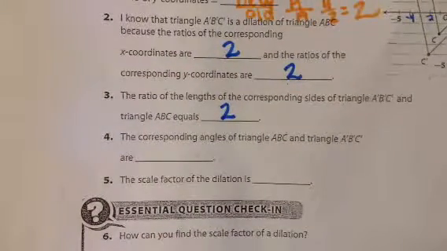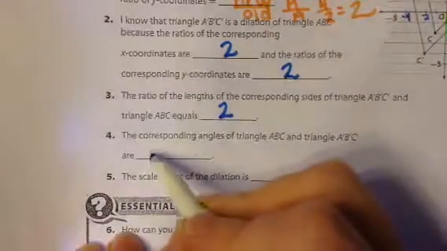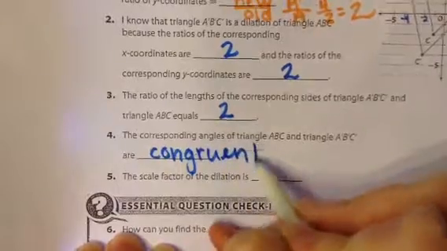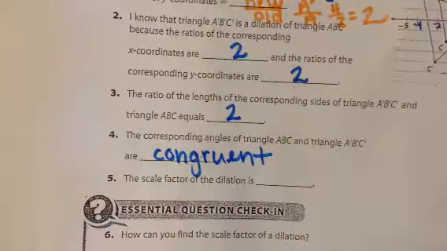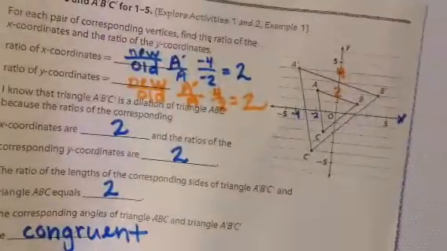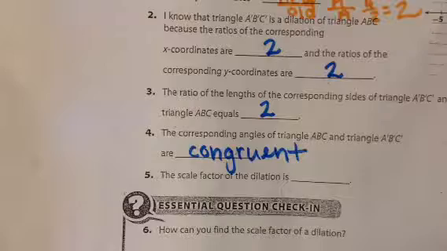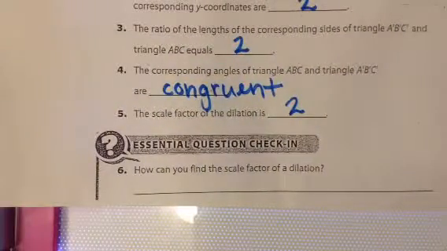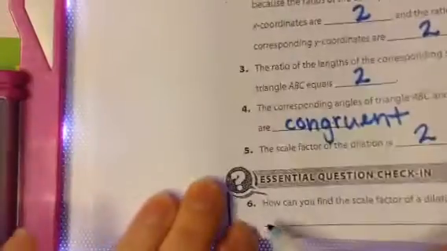The corresponding angles of triangle ABC and triangle ABC prime are congruent. I spelled it right. You had to know the angles are going to stay the same size. The scale factor of the dilation is 2.